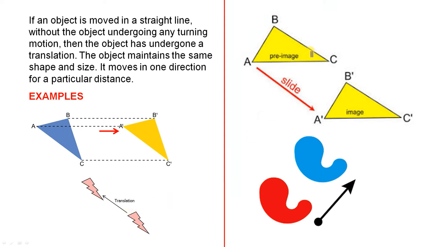Over here, we're looking at the pre-image, that is the original shape if you like, and we're sliding it. So another way of saying that is that we slide. So that triangle slides, and here is the image. And here we have this red shape, and it moves in that direction, and that's the image. So for those four examples, each of those shapes has moved in a particular direction for a particular distance, and the shape and the size remains the same.